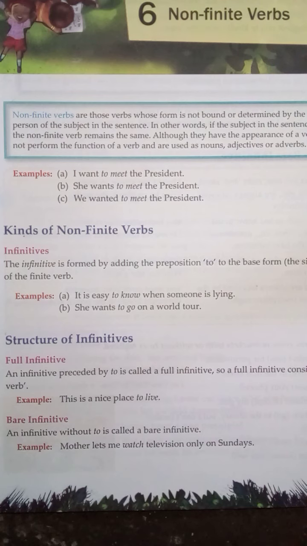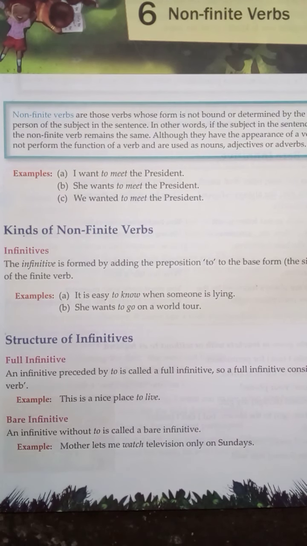Example, you can see. Point number A: it is easy to know when someone is lame. Point number B: she wants to go on a world tour. So you can see here to know, to go, to add with the verb. By the examples you can understand here, to know, to go, to come, and to travel, that all are the infinitives. Here is how to use to in a sentence.